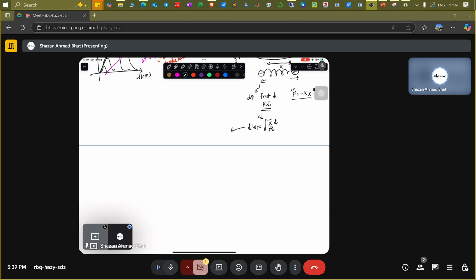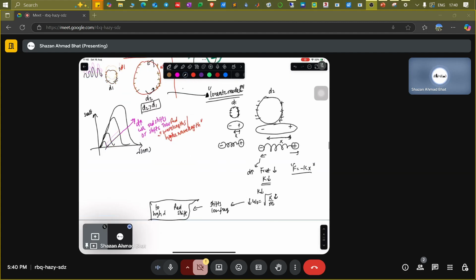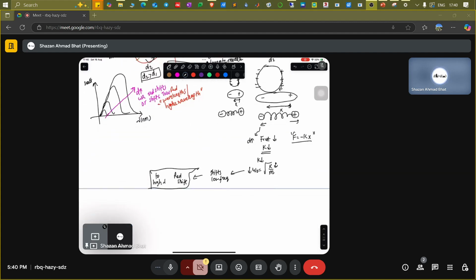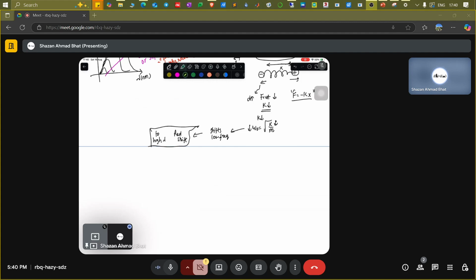If omega naught reduces, that means it shifts to lower frequencies. What shifts to lower frequency? The scattered radiation. Lower frequency means redshift, that means higher wavelengths. So that is one of the reasons which you can understand. Similarly, the opposite case can happen. So you can get redshift because of this increase in the size of the nanoparticle. This is one of the reasons which you can understand by simple mass-spring systems.